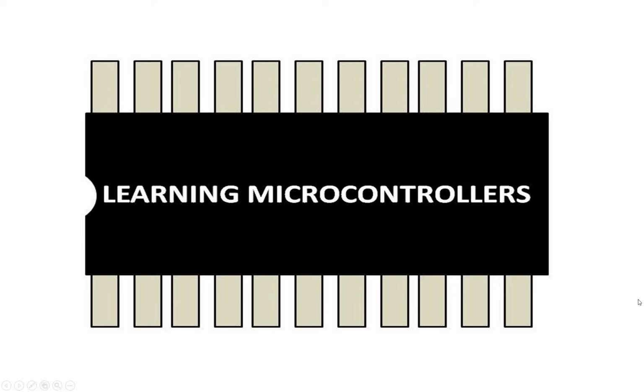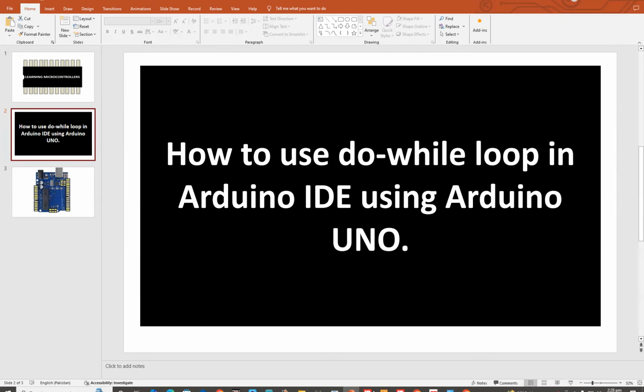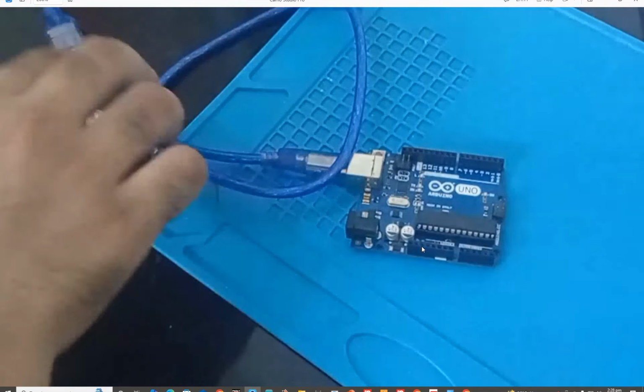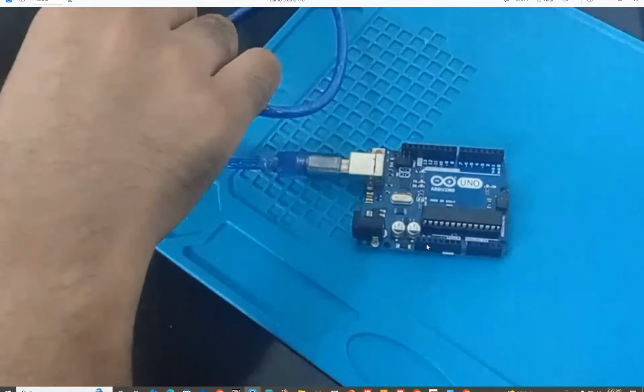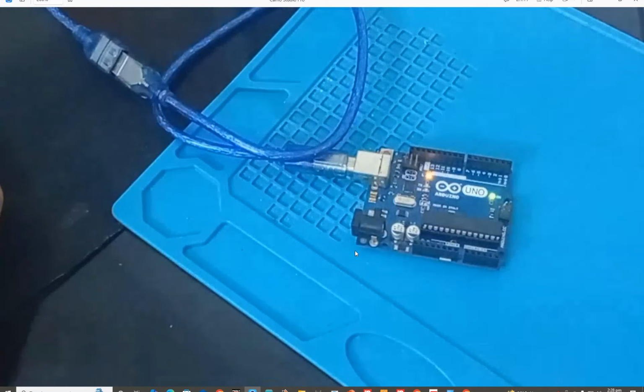Hello guys, welcome to learning microcontrollers. In this video I will show you how you can use a do while loop in Arduino IDE, and the demonstration will be on the Arduino UNO. So let's get started. So guys, this over here is the hardware that I have. It's just an Arduino board. As you can see, I just connected it with the computer using this cable. Now it's connected, simple as that.